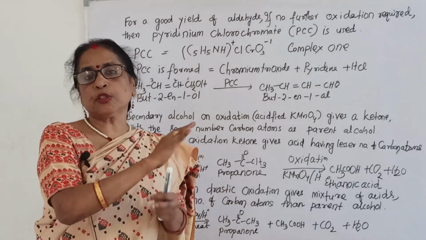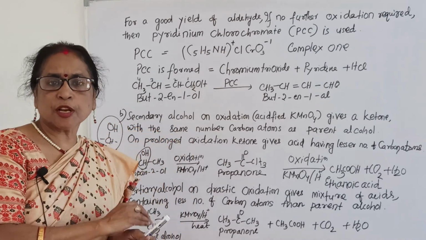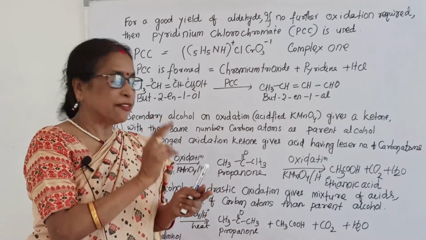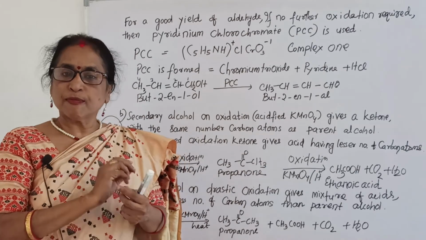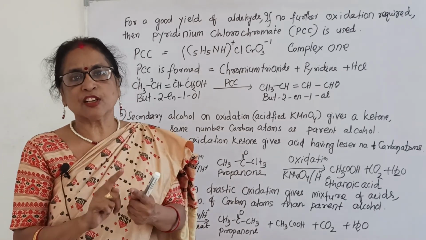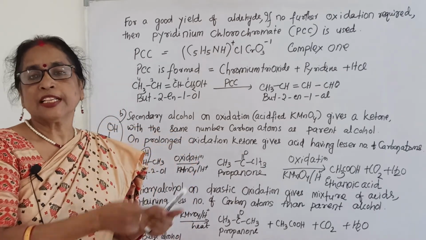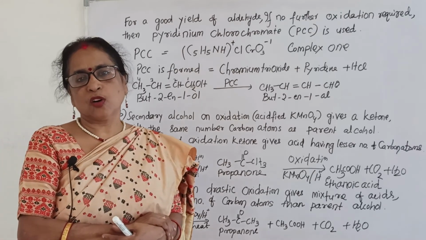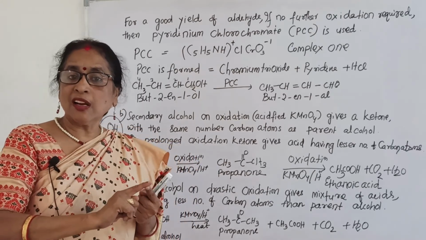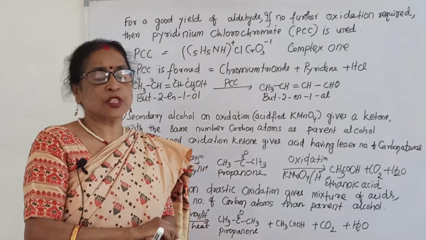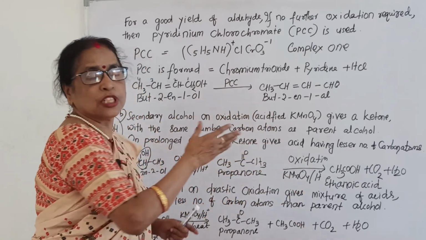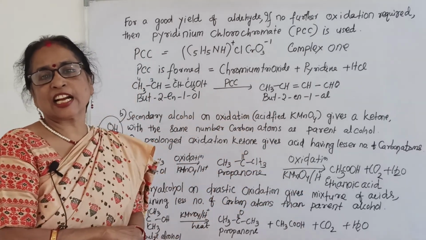Oxidation of the ketone also takes place. Then what will the oxidation of the ketone give? It will give an acid, but having a lesser number of carbon atoms than the parent alcohol. If the parent alcohol has 3 carbon atoms, then that acid contains less than 3 carbon atoms.